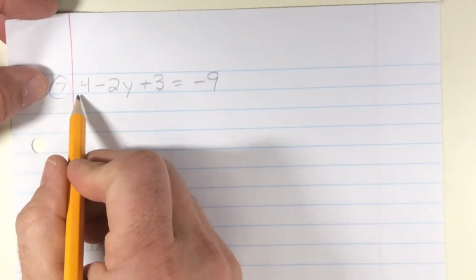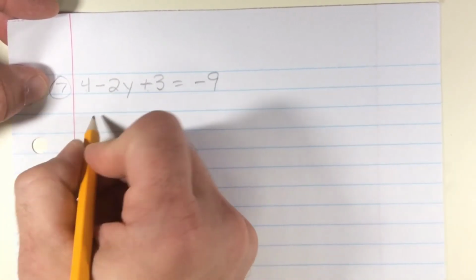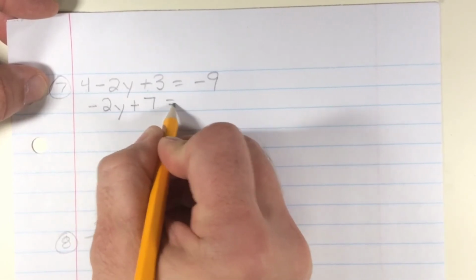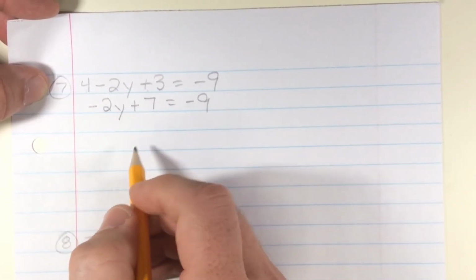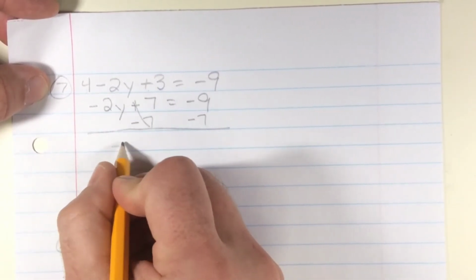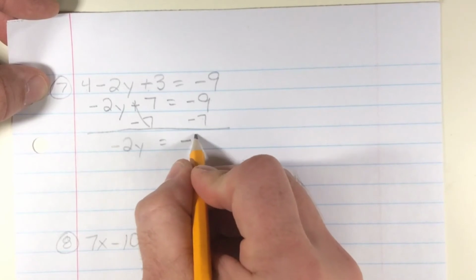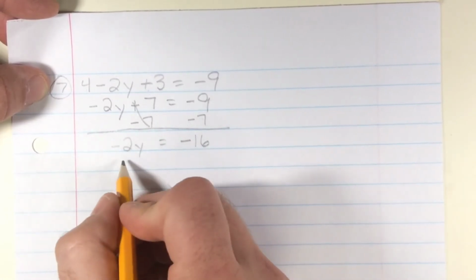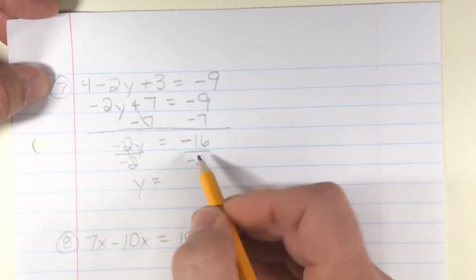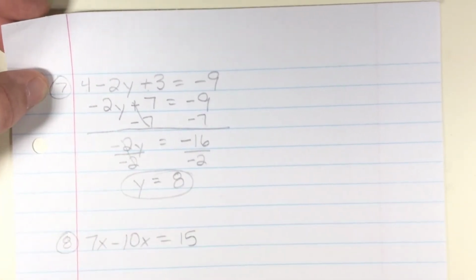Okay, for number 7, when we're going to combine like terms over here, we have a 4 and a positive 3. So constant terms we can do. So now we have negative 2y, 4 and positive 3 is positive 7 equals negative 9. And now we can start doing our two-step equation. Subtract 7 from both sides, leaving us with negative 2y equals negative 9, negative 7, same sign, add and keep, negative 16. And now divide by negative 2, y equals negative divided by a negative, so positive 8. So for number 7, y equals 8.